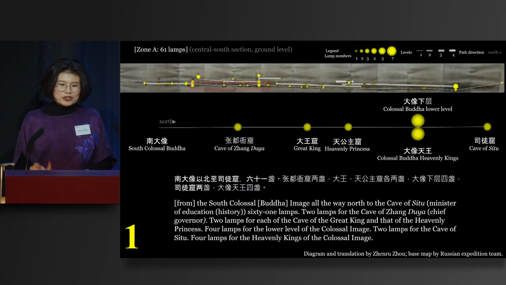And here I'm just using an illustration to show how this text can be transformed spatially. For example, in one group's lighting of the caves, we know they light the region from the southern colossal Buddha to the cave of Situ. And during that, there's a very big cave that has multiple levels. So for the colossal Buddha, 4 lights are used to light its lower level and the heavenly king, an antechamber of this area.